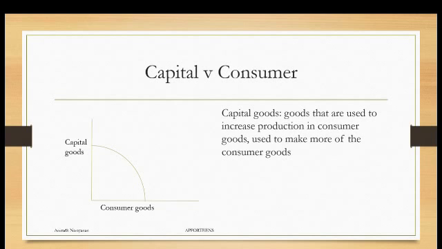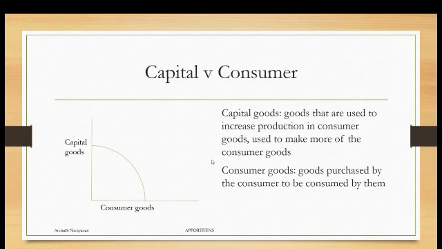For example, if we go back to pizzas, the capital goods would be your ovens, your machinery that you use to make pizzas. And despite the time period between the videos, I still haven't figured out how to make a pizza. Your consumer goods, on the other hand, are goods purchased by the consumer to be consumed by them. Your consumer goods are going to be your pizzas. Capital goods are going to be typically on this axis, consumer goods on this one. So capital on the Y, consumer on the X. You need to remember that.